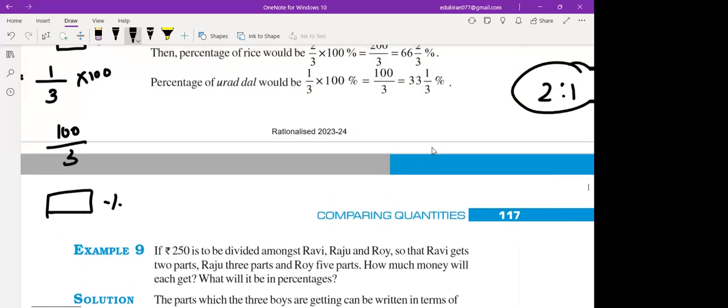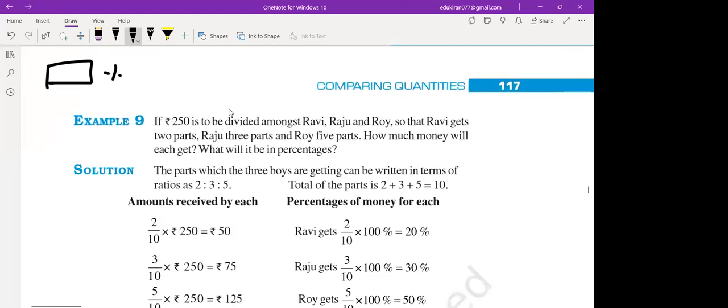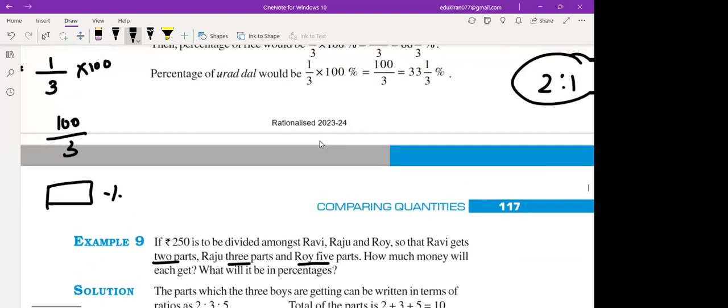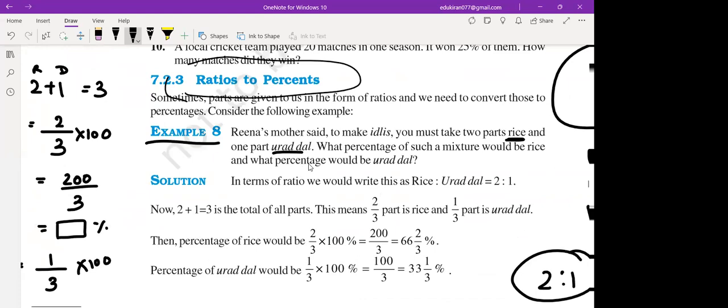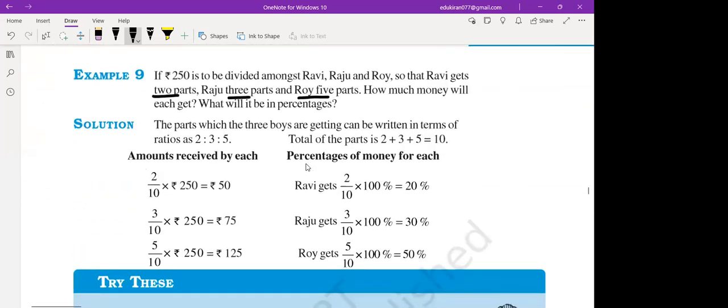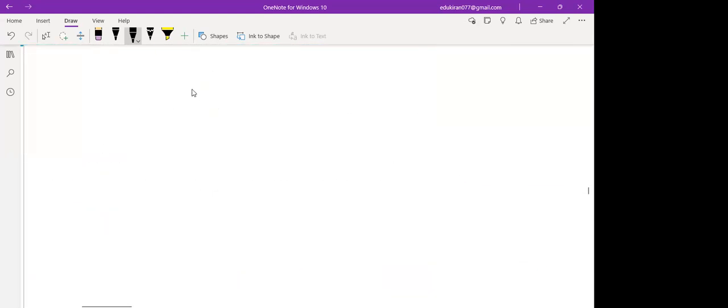Now, one more concept over here: if 250 is divided among Ravi, Raju, and Roy, so that Ravi gets 2 parts, Raju gets 3 parts, and Roy gets 5 parts. I think this is the same question you had over here. Now, in this, the total was not given, right? See, first, they will give you only the ratio, and simply you have to convert it into percentage.